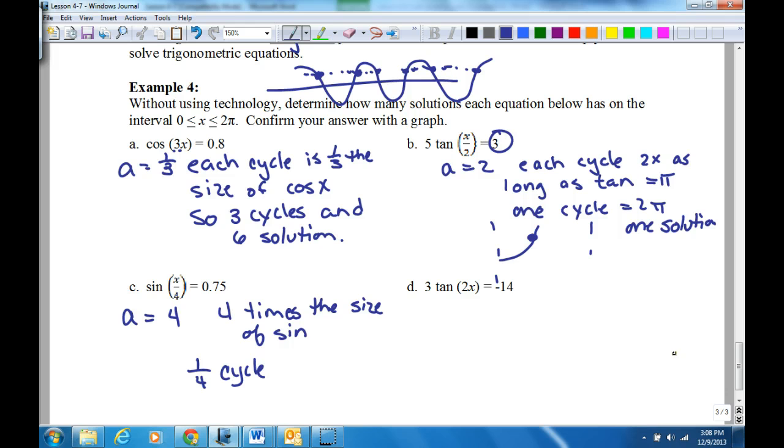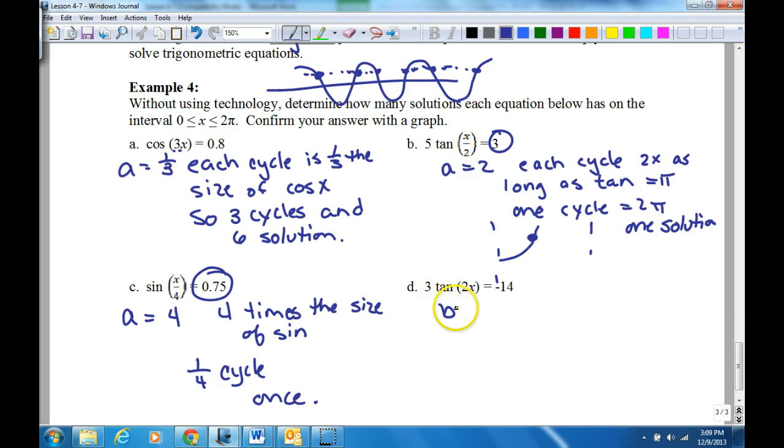Okay? So, and then it says, when does it hit 0.75? How many times between 0 and pi? Actually, if you think about a sine wave, it's going up. Yep, it hits once. So a lot of this, you guys have to get good at envisioning it in your head. Should be at least once.